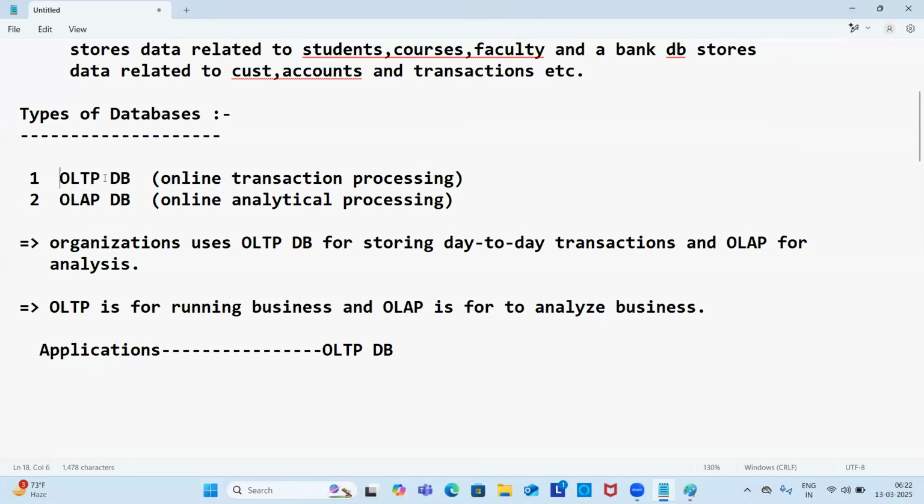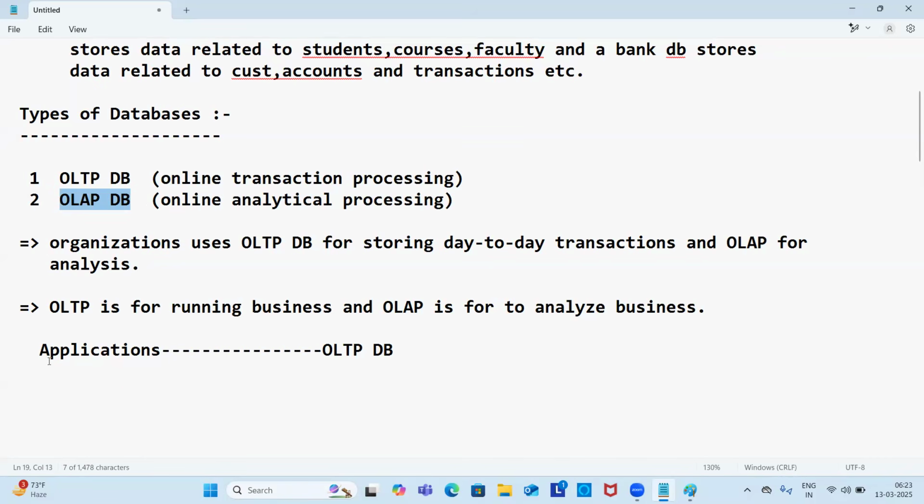Suppose you take a bank example. I go to the bank and ask for the customer's address. From the OLTP database, they can give only the current address of the customer. They cannot give the previous address. If I ask what the address was in 2020, or in 2015, they cannot tell. But from the OLAP database you can get the current address and the previous addresses, because this database stores history.